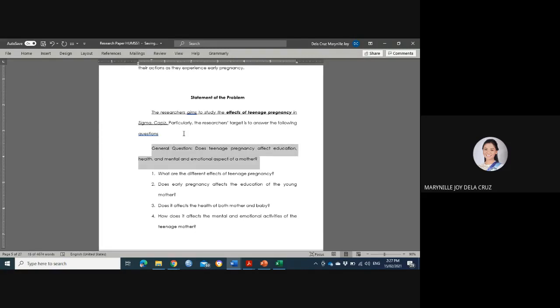Once you've written your general question, it will be divided into a few portions. First one: what are the different effects of teenage pregnancy? Number one, does early pregnancy affect the education of a young mother? So that is your first question. Does it affect the health of both mother and the baby? That is second, which is health.